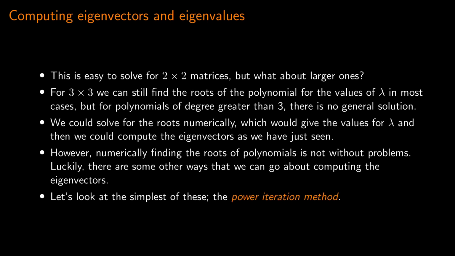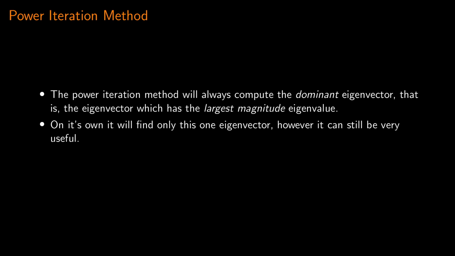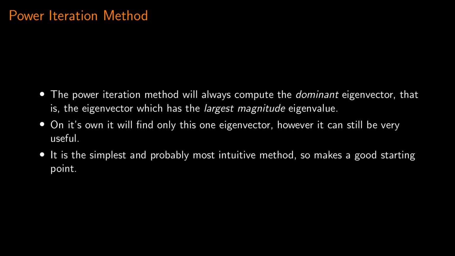So I want to start by looking at what I consider to be the very simplest and most intuitive of these methods, which is the power iteration method. Okay, so the power iteration method will always compute the dominant eigenvector, that is, the eigenvector which has the largest magnitude eigenvalue. On its own, it will only find this one eigenvector. However, that actually can still be very useful. It is the simplest and probably most intuitive method, so I think it really makes quite a good starting point.